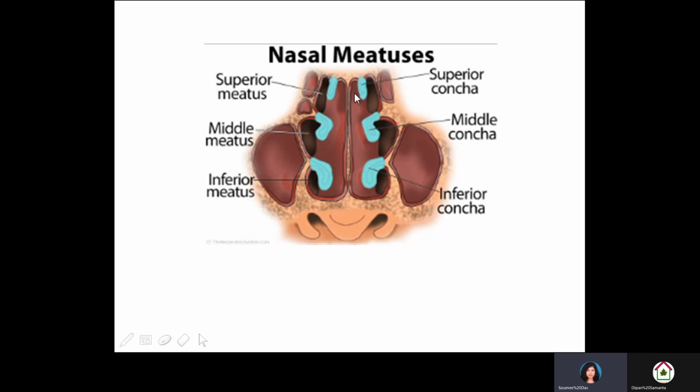So this is the meatus, and concha is just the part of the meatus. This portion below the concha is the meatus. This is the concha, this is the meatus. It's all the same actually. Meatus means the exact aperture or outlet, and concha is the whole structure.